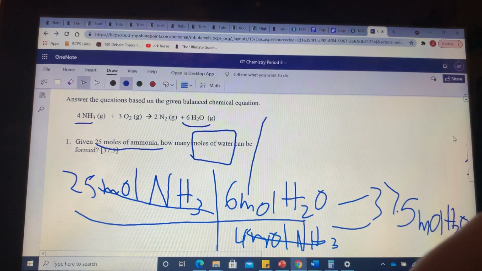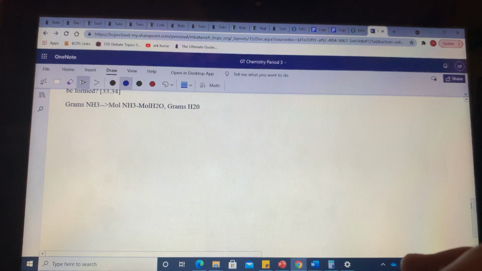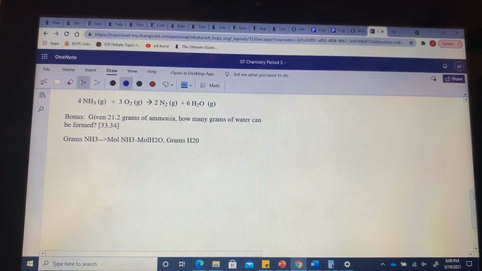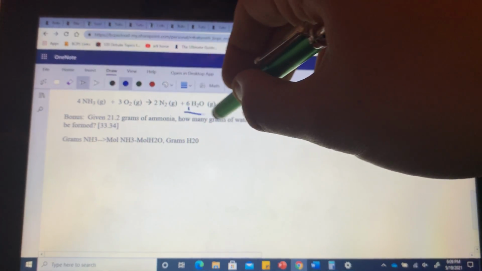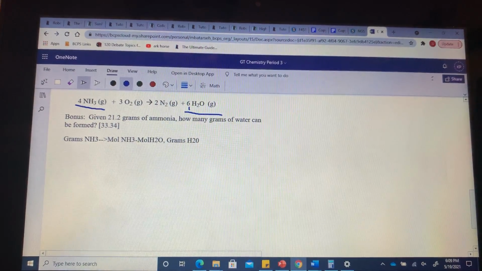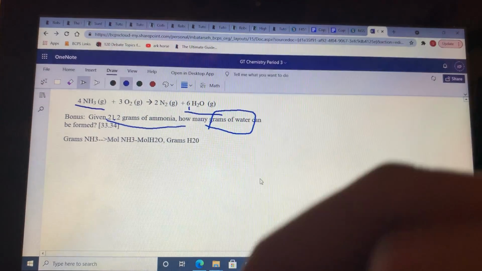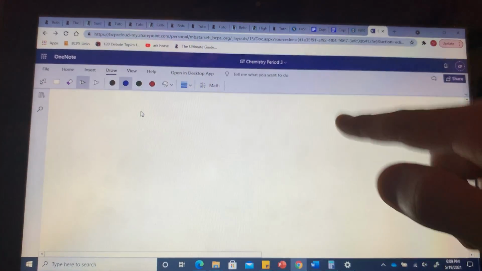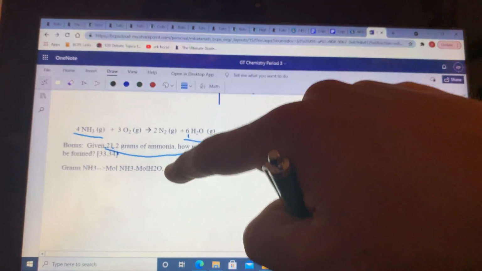Now let's do it with mass to mass. The only knowledge taking you from what you previously knew to the mass-to-mass conversion is the mole ratio. So now let's look at this. We're dealing with ammonia and water again, so let's underline those there. And we have to underline our given. Given 21 grams of ammonia, how many grams of water? But let's get rid of this thing right here, because that's actually wrong.